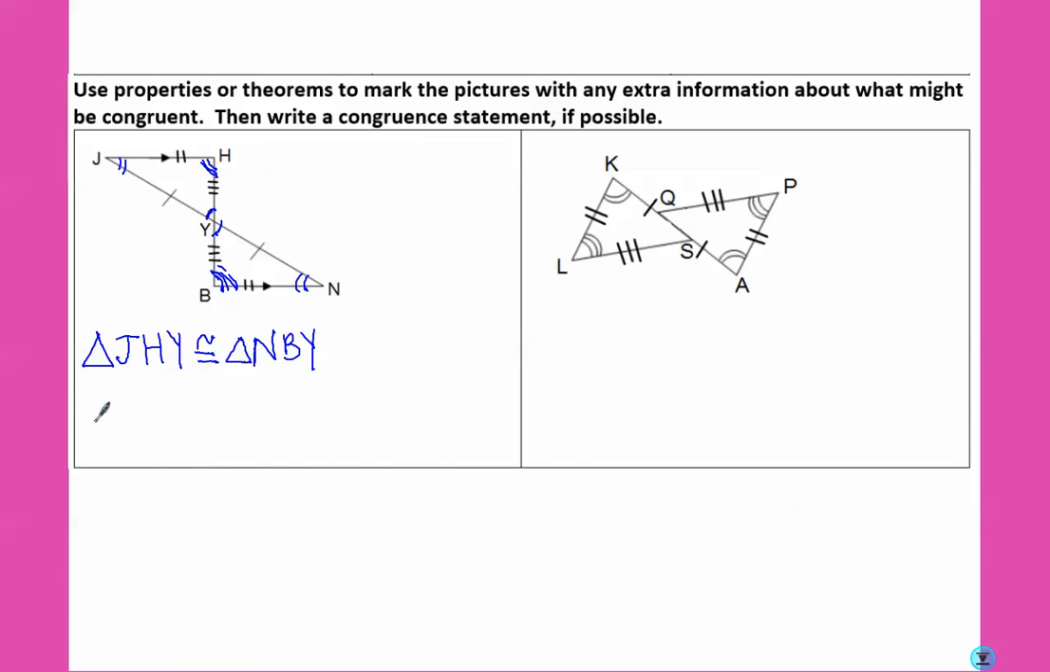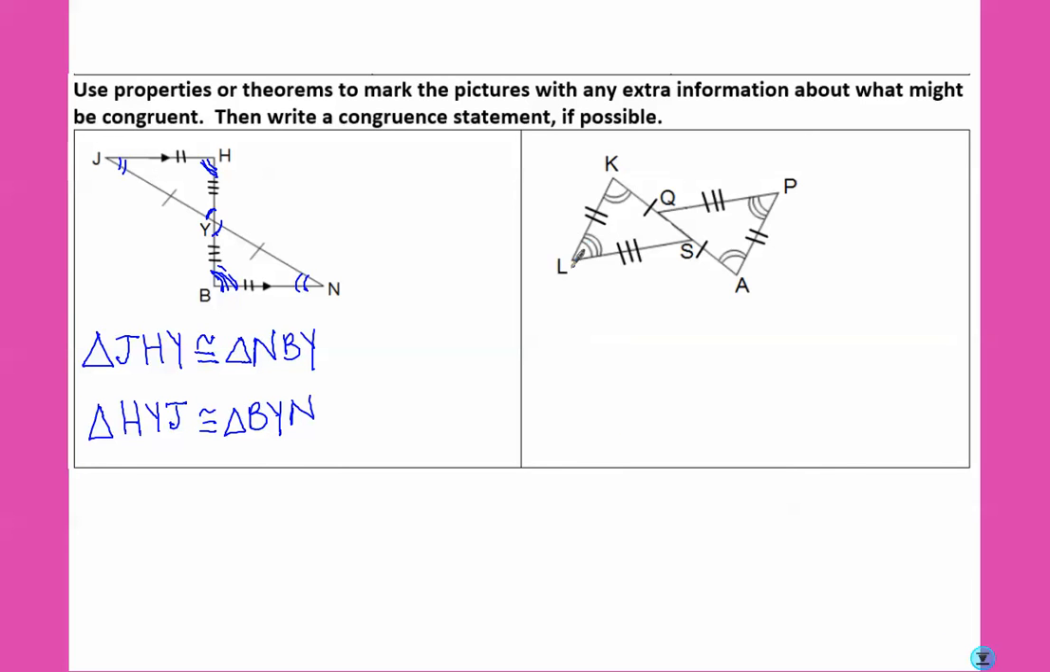So I started with J. I could have also started with H. H goes with B. Then gone to Y. And then on to J, which would make B, then Y, then N. Either one is an acceptable answer.